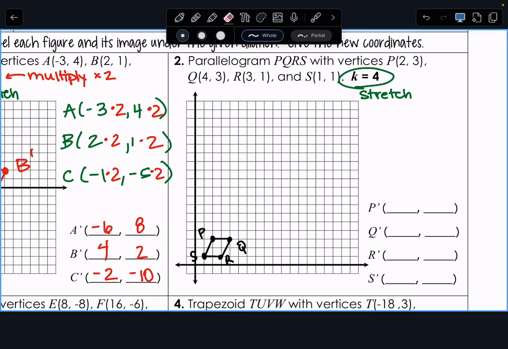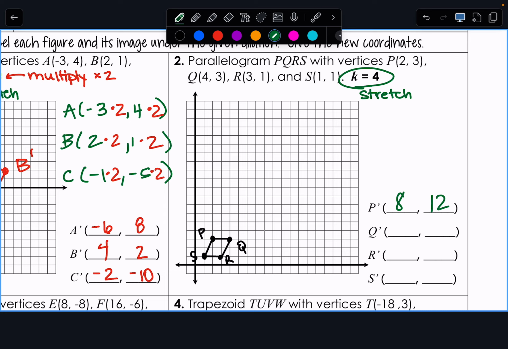All right, so our new P coordinate. P is the coordinate 2, 3, with a scale factor of 4. Charmony, what does that become? What's 4 times 2? And what's 4 times 3? So our new coordinate is 8, 12. Okay. Don't be afraid. You got it. All right. Awesome.